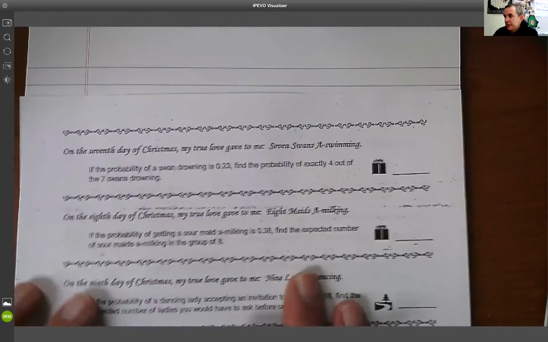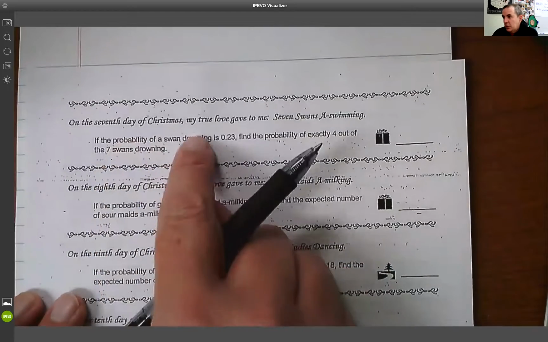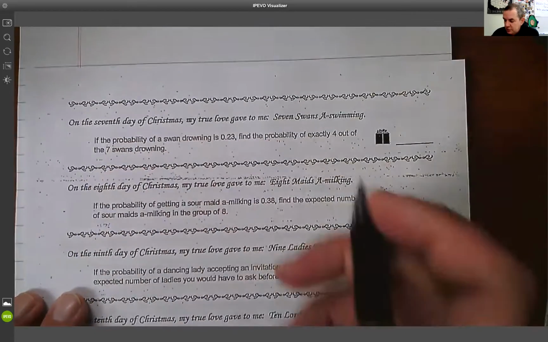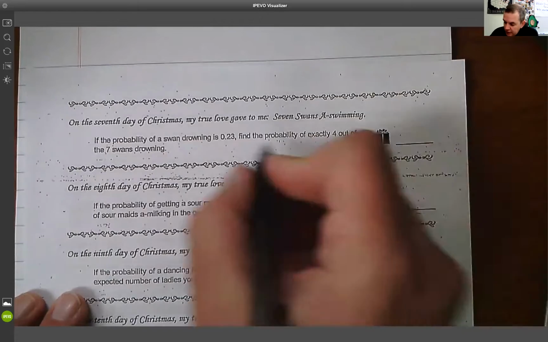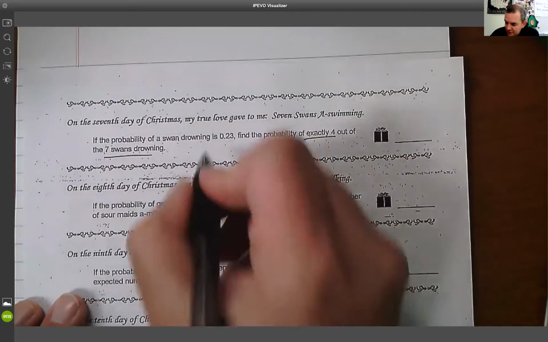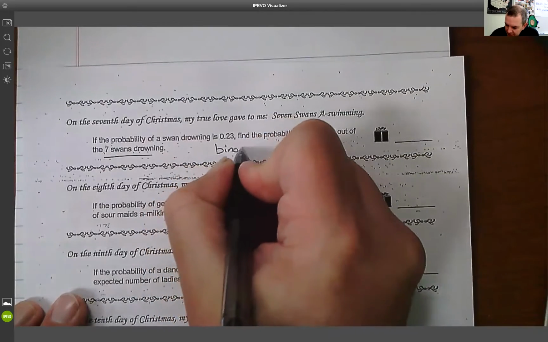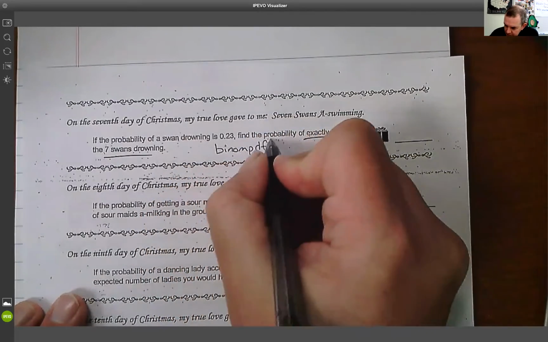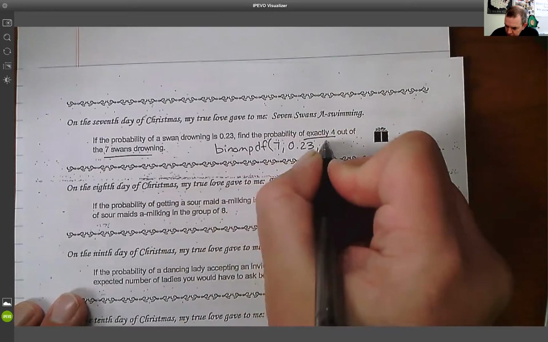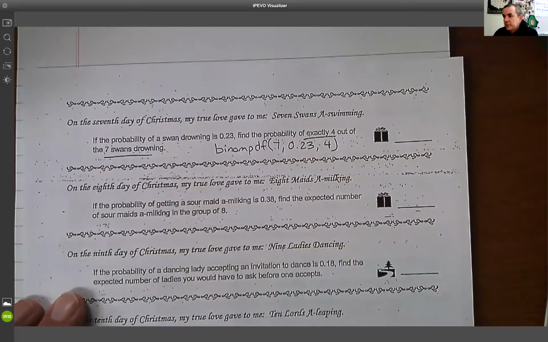Seventh day of Christmas, if the probability of a swan drowning is 0.23, find the probability of exactly 4 out of the 7 swans drowning. It's a little dark, but we're talking about 7 total. So there's our fixed number of trials, exactly 4. We're talking a binomial PDF. Again, our trials are 7, our probability of success is 0.23, and we want exactly 4.